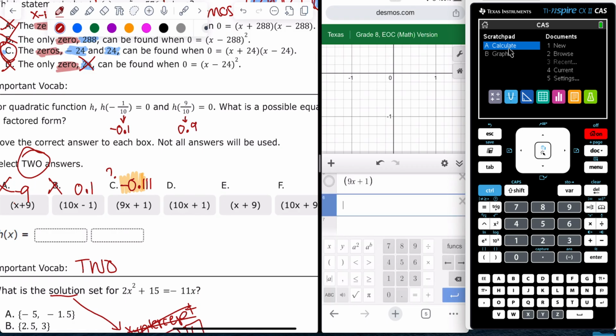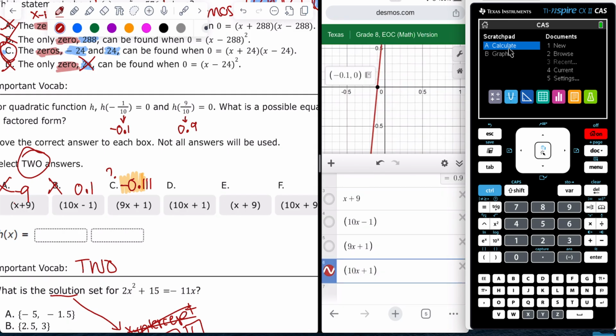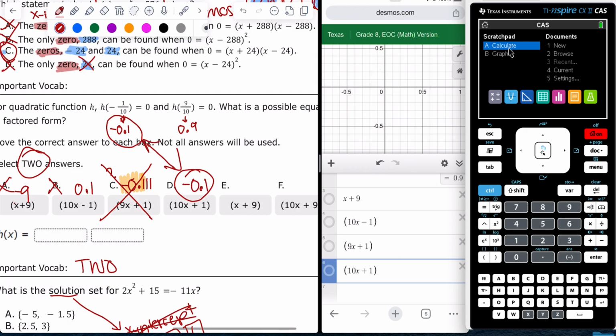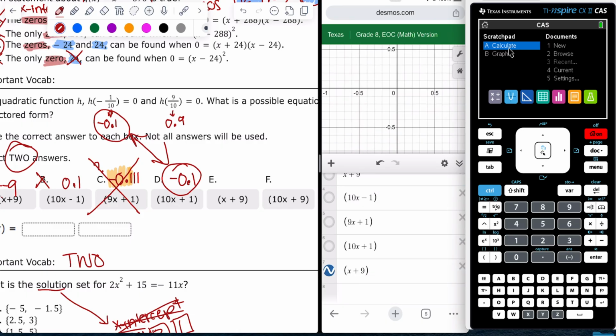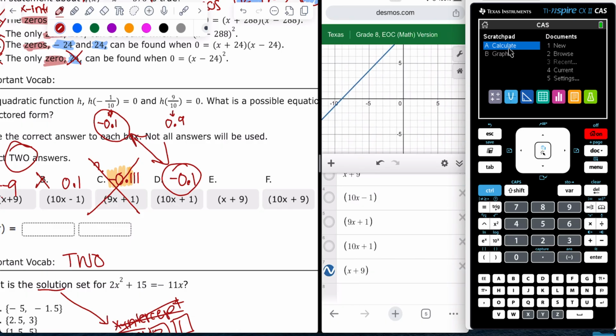Now D. I'm going to keep going. D is parentheses 10x plus 1. And if I zoom in, we have negative 0.1. So I know this one is definitely it. So now I'm going to cross off C because I know that's not a good choice. Now let's go to E. Parentheses x plus 9. And I don't see it here, so let's zoom out a little bit. And it's right over here. That's negative 9. I know I'm looking for 0.9, so that's definitely not it.